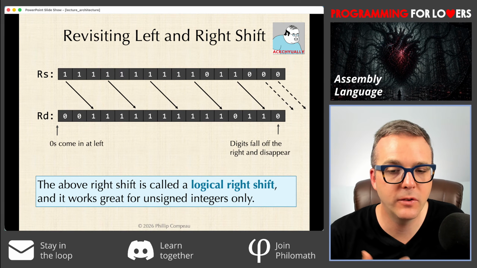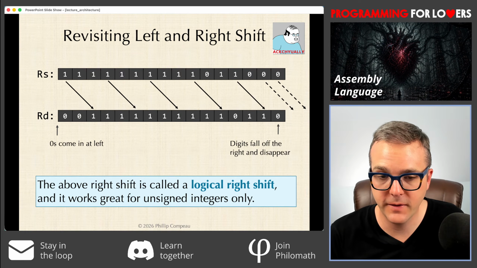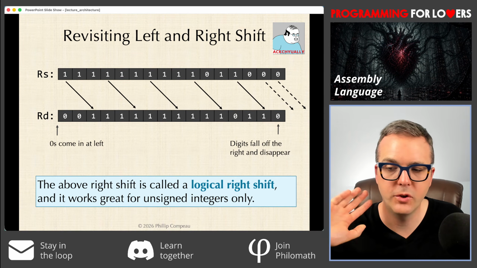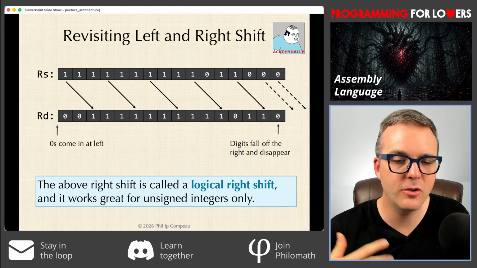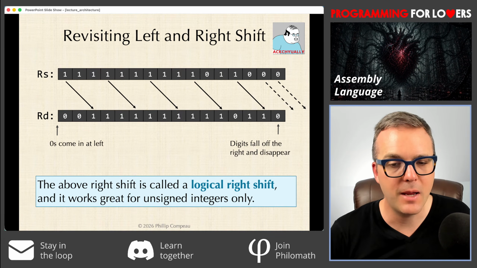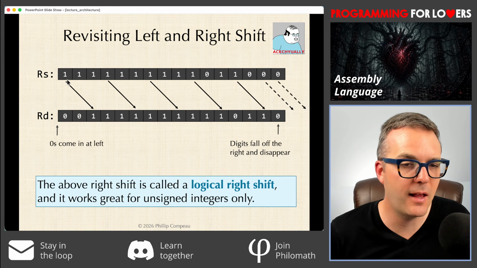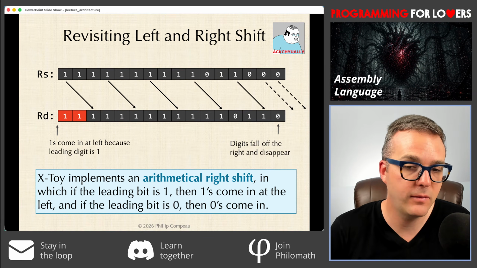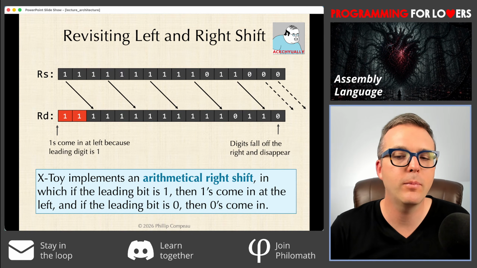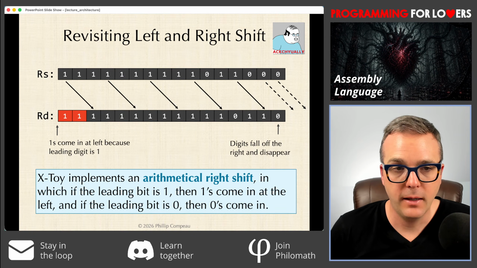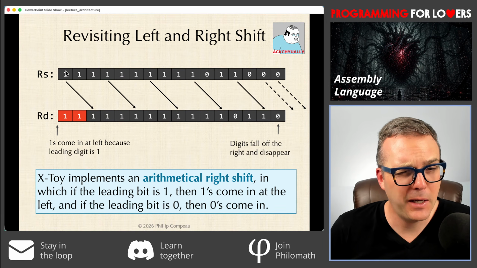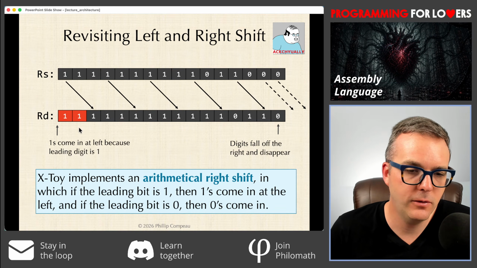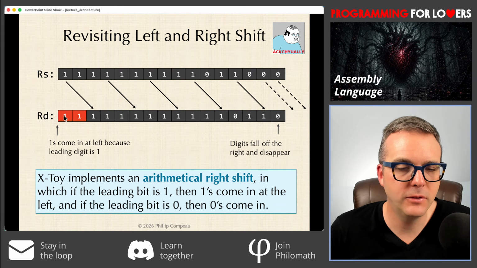So this right shift is called logical right shift. It works for unsigned integers. So if we're not representing numbers as 2's complement, we're just saying, look, if you have a bunch of 1s, that's just a big positive integer. That's okay. But if the initial 1 represents a sign, it's going to break. And so what XTOY represents, because it's trying to represent positive and negative numbers, is what's called arithmetic right shift. In that particular case, if this leading bit is a 1, then 1s are going to come in at the left, not zeros. And if it's a 0, then zeros are going to come in.